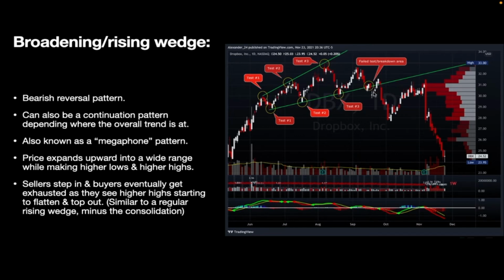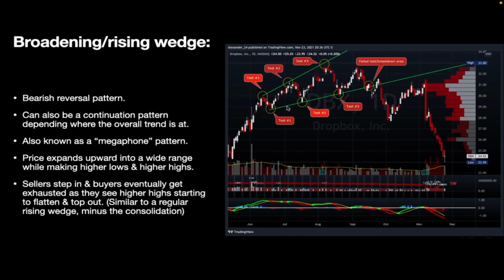I know it got a little goofy right here. So we attempted to break down, it failed, tried to come back within the trend, and then just totally failed. Obviously this probably shook a lot of people out, but overall, your broadening rising wedge still played out and had a pretty steep flush.